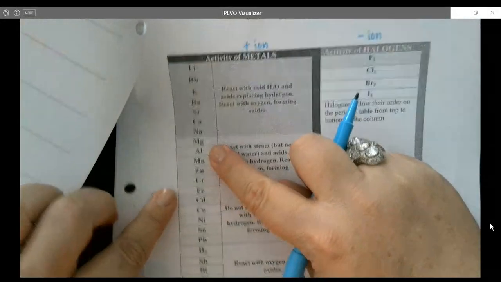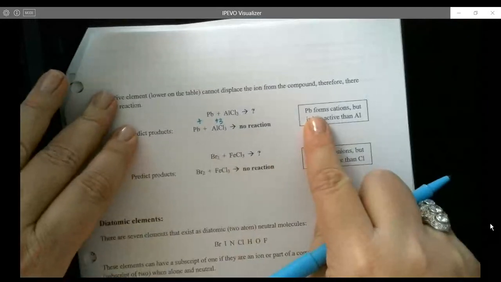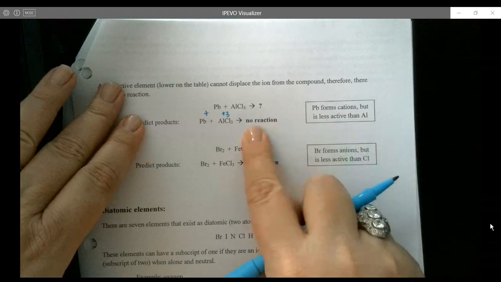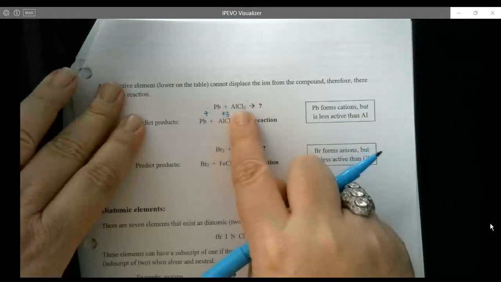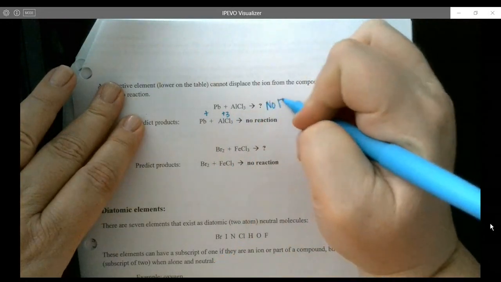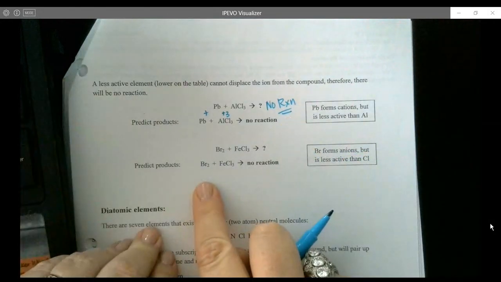And aluminum's up here, but lead is way down here. So what happens is lead forms cations, but is less active than aluminum. So there's no reaction. If someone tried to give you this to start, you would literally say, hey, no reaction. Ain't happening, buddy. Okay?